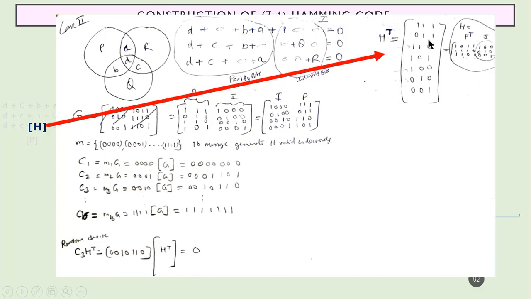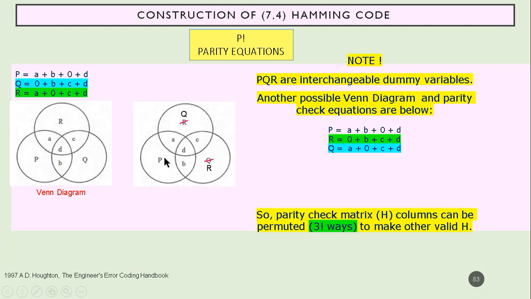So I have made an H matrix, and I could make a G matrix, and then I have checked the validity of the G matrix also.